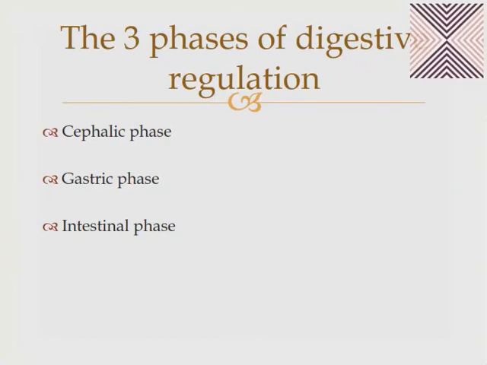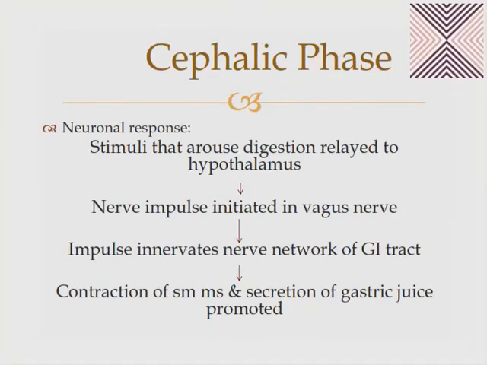Now if we start with the first phase, the cephalic phase, here you can well see that the stimuli that arouse the digestion are relayed to the hypothalamus. So cephalic refers to the brain. Whenever you see food, taste food or smell the food, that particular stimulus is given to the hypothalamus. The nerves initiate an impulse in the vagus nerve. So the vagus nerve is stimulated. Now this impulse innervates the nerve network of the GI tract.